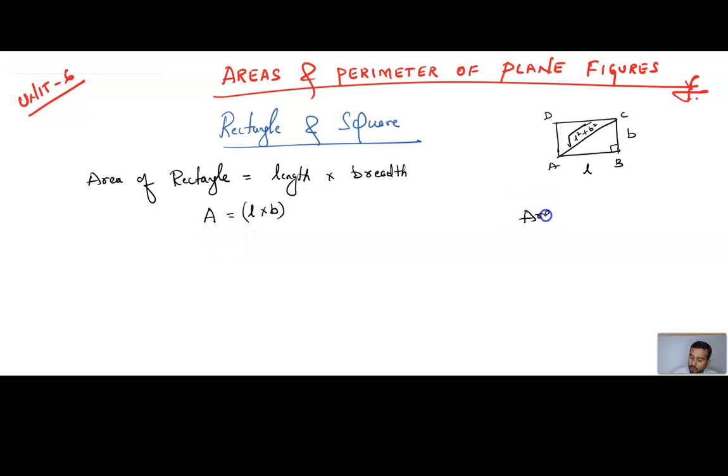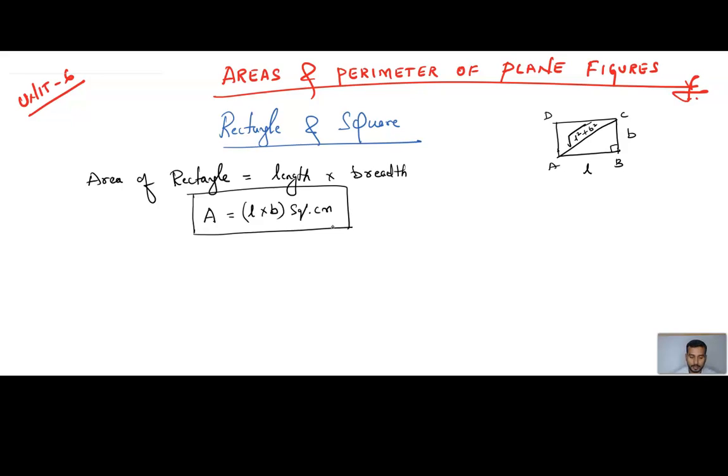Whenever you get the word area, remember you are supposed to write square. That is sq., that is square centimeter or centimeter square. If the length is given in centimeter, then you should write square centimeter, or centimeter square also you can write. If they have given in meter, then you can write meter square. Okay, good. You understood children? So what is the formula to find the area of rectangle? That is length into breadth.